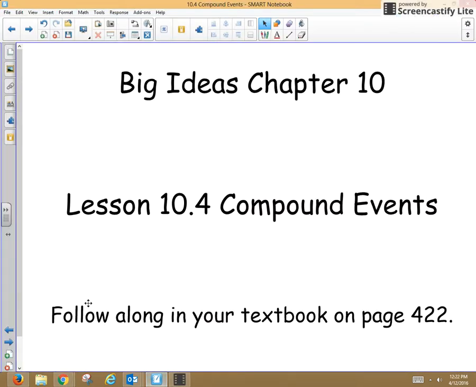Hello students, today we are covering lesson 10.4 on compound events. Please follow along in your textbook on page 422.